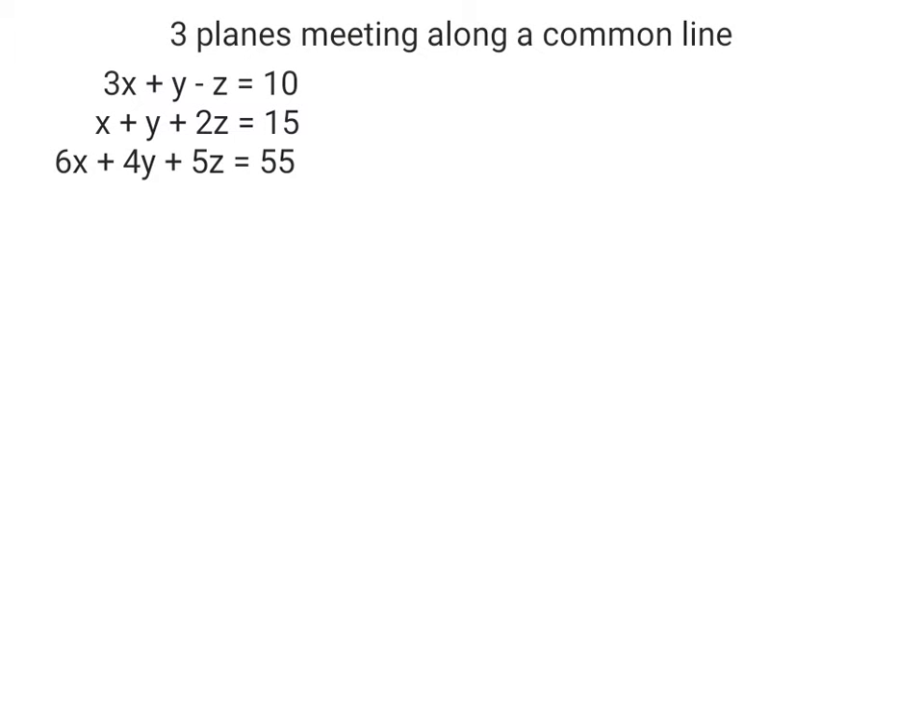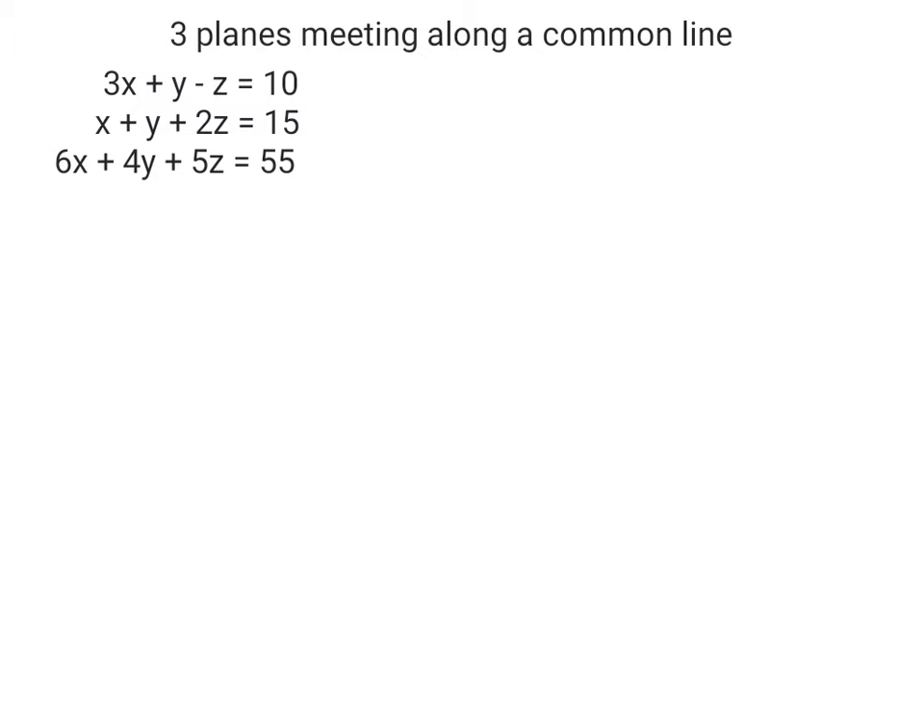In this tutorial, I want to give an example of how to complete a problem when we have three planes that meet along a common line. So what we would do in the example we've got here is we'd put the three equations into our calculator. We would then try and solve it, and we'd get a maths error because there isn't a unique solution.